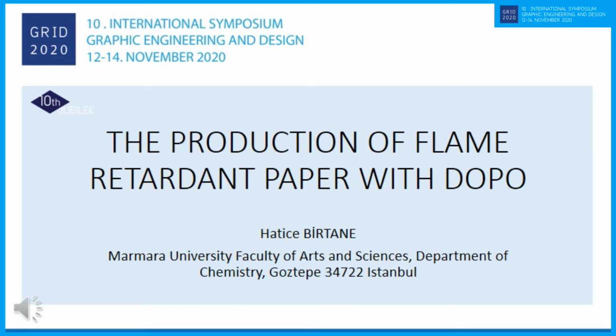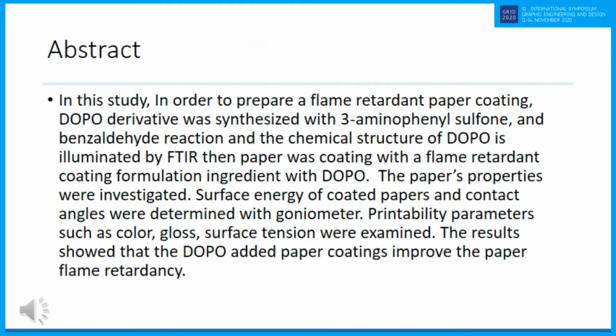Today I want to talk about the production of flame retardant paper with DOPO. In this study, in order to prepare a flame retardant paper coating, a DOPO derivative was synthesized with 3-aminophenyl sulfone and benzaldehyde reaction. The chemical structure of DOPO was elucidated by FTIR, then paper was coated with a flame retardant coating formulation with DOPO. The paper's properties were investigated.